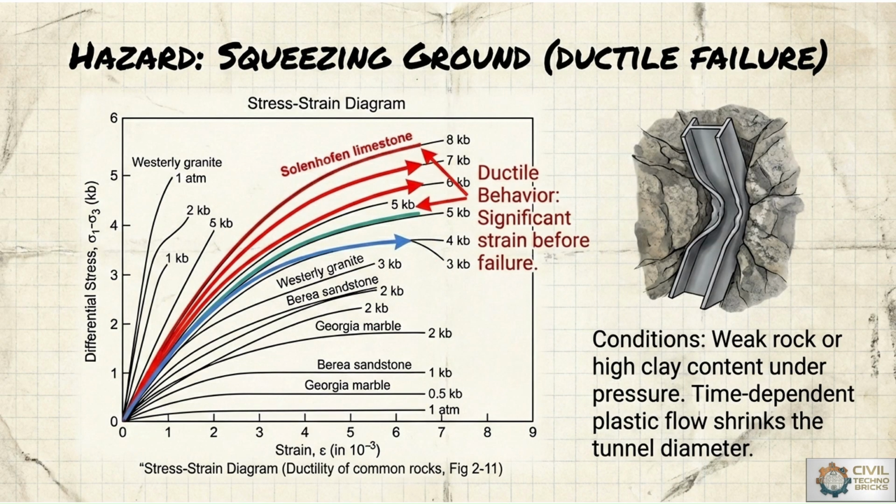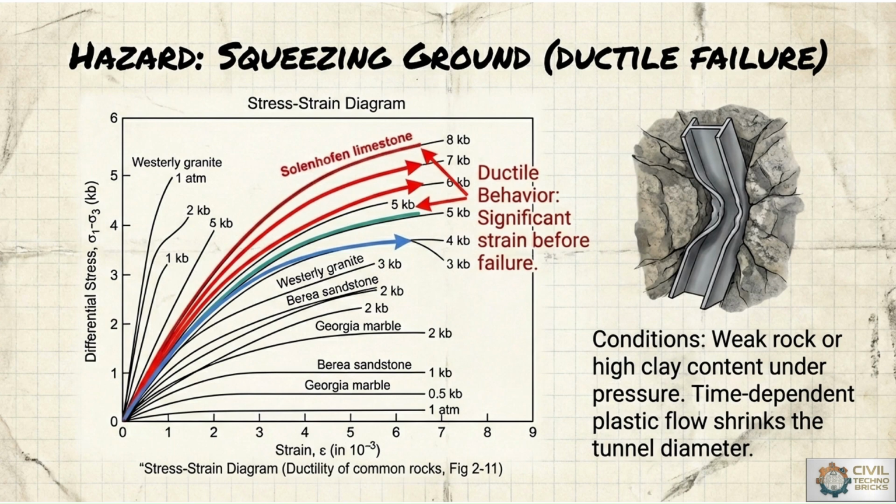The hazard is due to ductile failure. So the third type of hazard is due to ductile failure. So ductile behavior means significant strain before failure. So here also the stress-strain diagram is there, where ductile behavior is shown with reference to the red color, then blue color, and then green color. So three different types of ductile failure occur due to weak rock or high clay content under pressure. So time-dependent plastic flow shrinks the tunnel diameter.